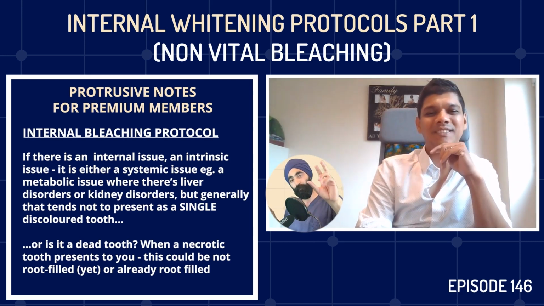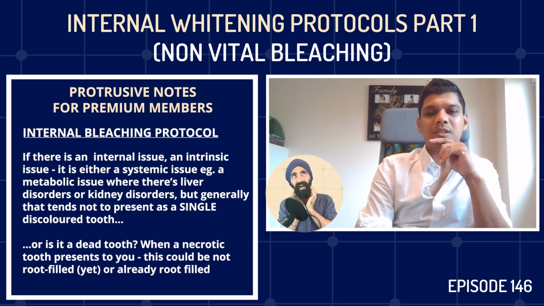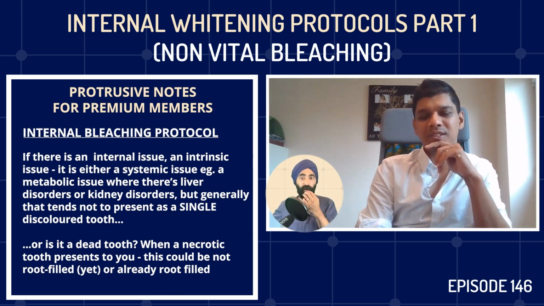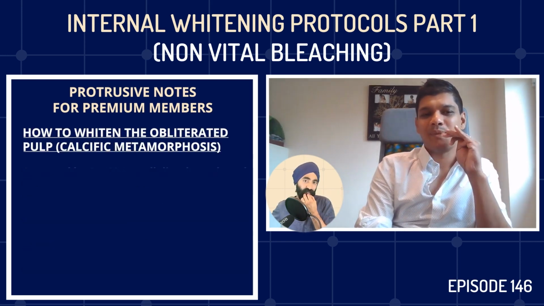Where the pulp is completely obliterated and therefore the tooth has a yellowish appearance. In that scenario, obviously, to do a root canal, there's no canal to obturate. So in those scenarios, is it safe to just go ahead and whiten?